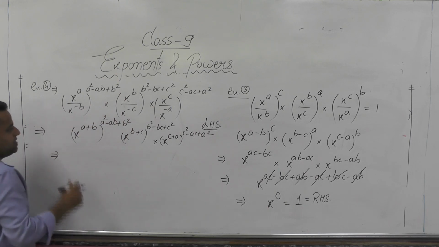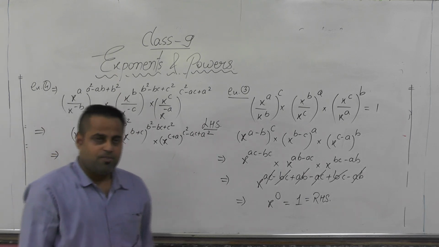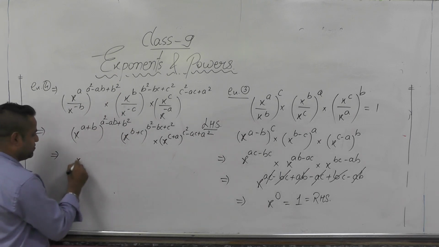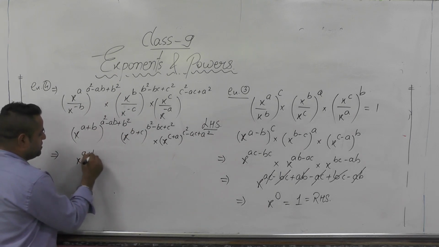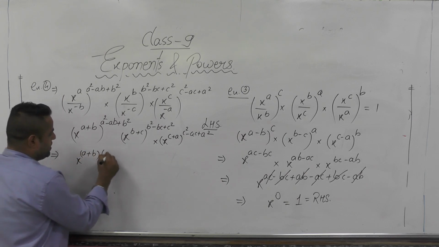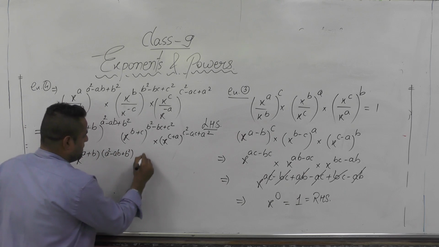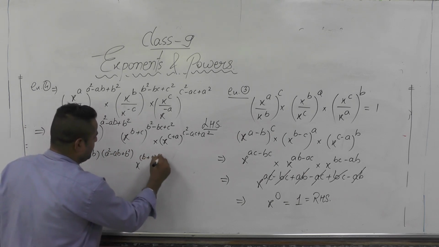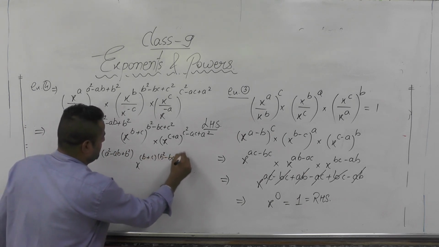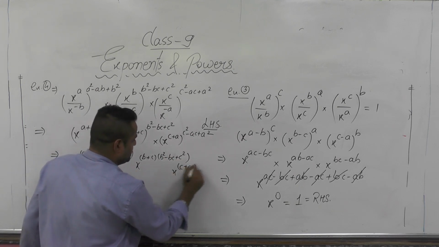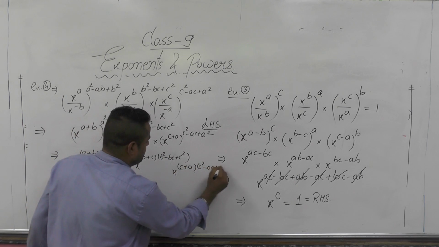Now we can apply the third rule, power upon power. Power upon power is multiplication of powers, so these powers will multiply to each other. So this will become x to the power a plus b into a square minus ab plus b square. Here also b plus c into b square minus bc plus c square, and here also x to the power c plus a into c square minus ac plus a square.